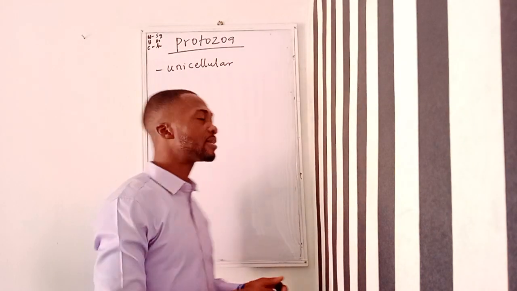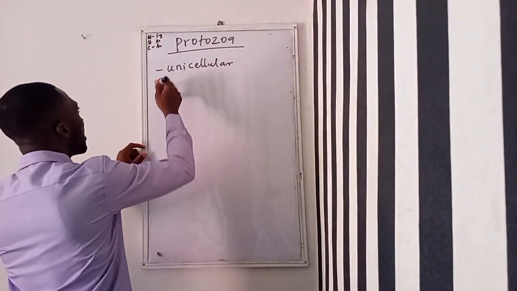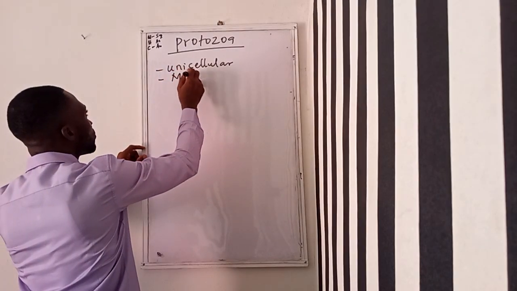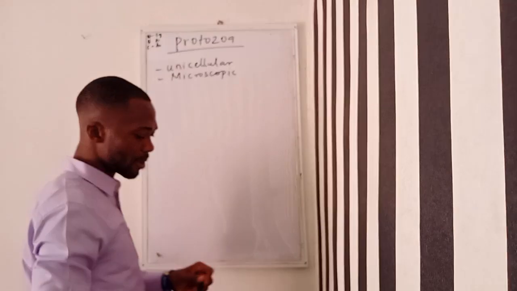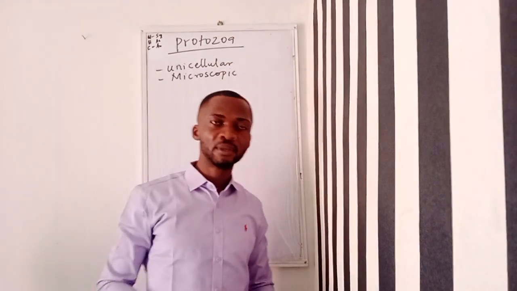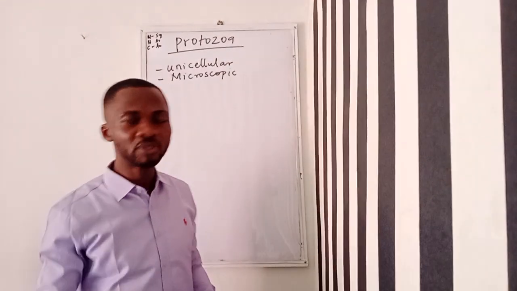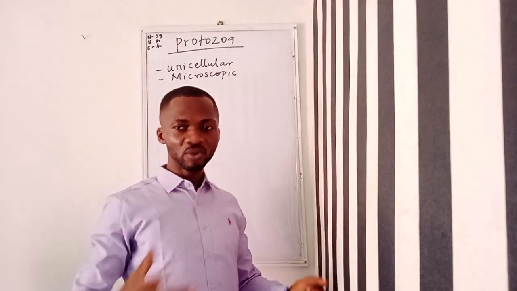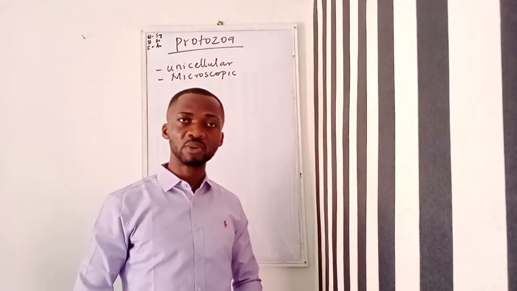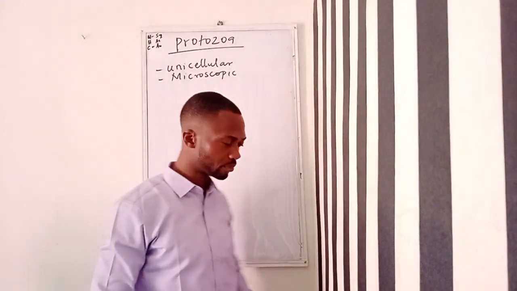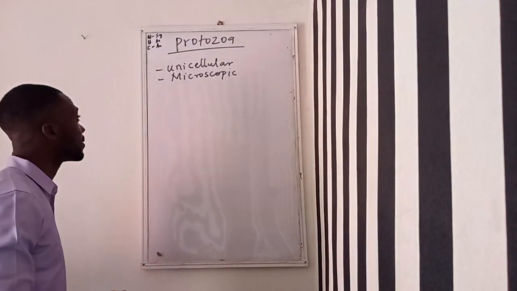And apart from the fact that protozoa are unicellular, they are also microscopic animals. And what does it mean to be microscopic? It means that a microscope is required to be able to see them clearly. That is number two characteristics.